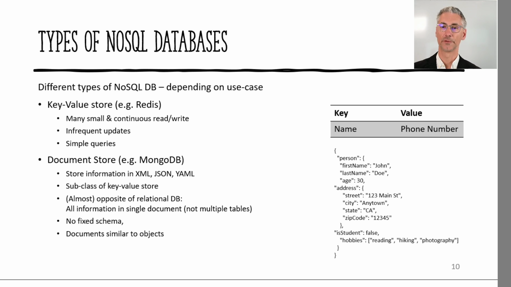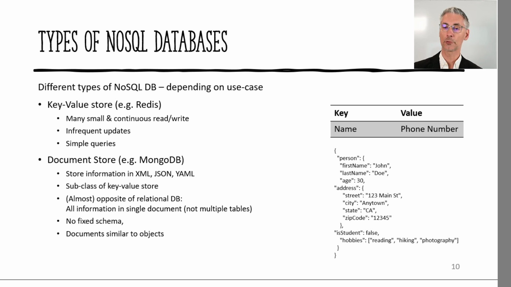There are many types of NoSQL databases. NoSQL databases is, if you want, like an umbrella term. So depending on what use case you have, you will choose a particular type of NoSQL database. For example, you could have a key value store like the Redis database. This is good for small and continuous read-write operations and infrequent updates and simple queries.